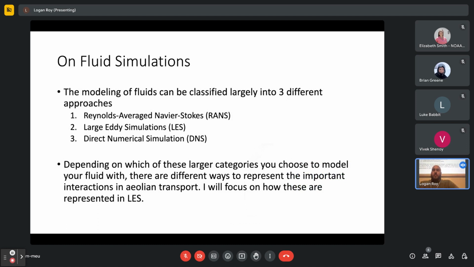There are three broader classes of fluid dynamics simulations you could be doing, and how you handle these particular interactions depends on which. For RANS, LES, or DNS, how you handle these things and how they're represented in the model is going to vary widely. I'm not going to talk about the single-phase DNS. We're focusing on LES for my research, so that's going to be the rest of the talk.